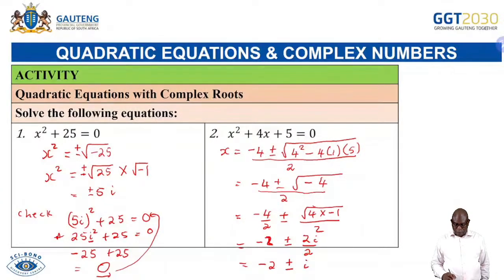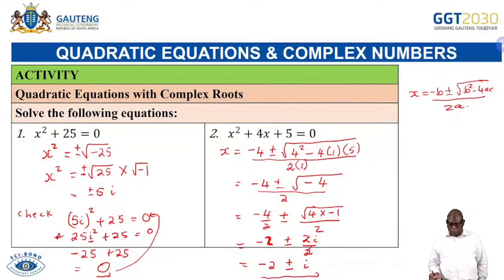Because then I'll have divided this by 2, and the answer there will be minus 2 plus or minus i. Oh, sorry, that should be 4. So it's b squared, let's write it down: minus b plus or minus the square root of b squared minus 4ac all over 2. Okay, right. Now, let's carry on.